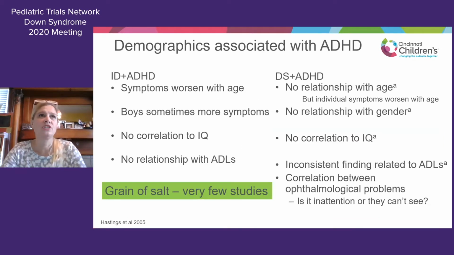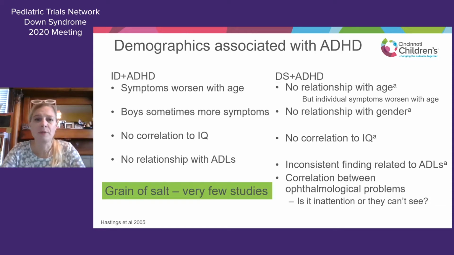When we're looking at ADHD, we also need to consider how it may vary by demographics. In kids with intellectual disability, ADHD symptoms worsen with age and are more common in boys. There's been no correlation found with cognitive skills or daily living skills. Within Down syndrome, again, take this with a grain of salt, there are very few studies. There has not been a supported relationship with age. However, individual symptoms might worsen with age, but again, not all of them.